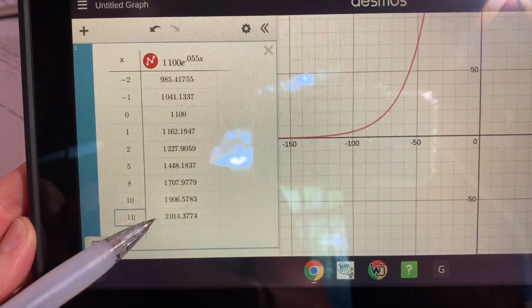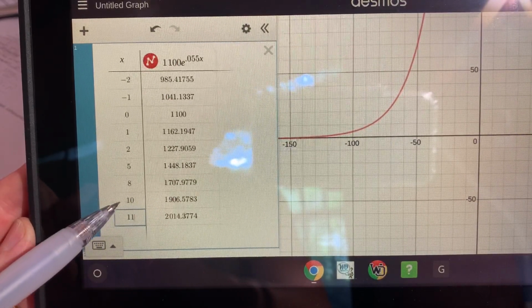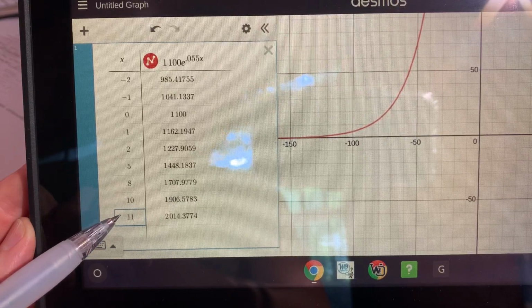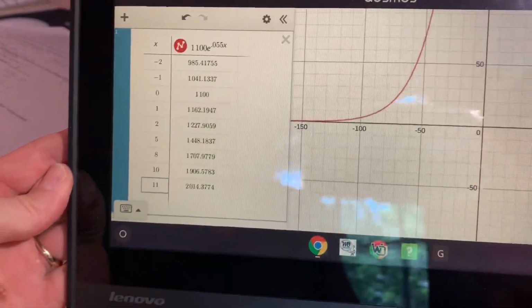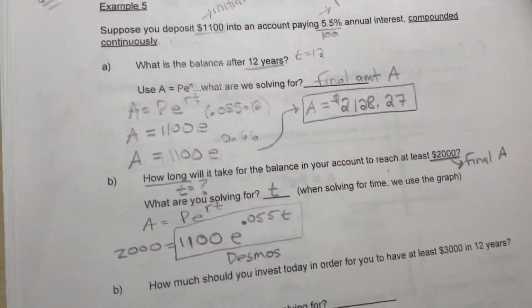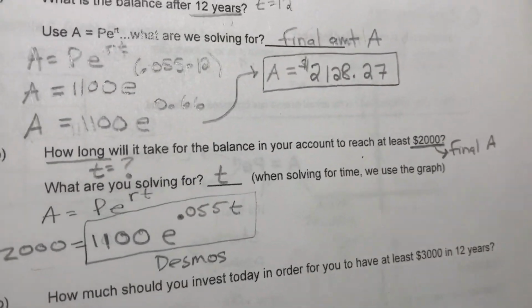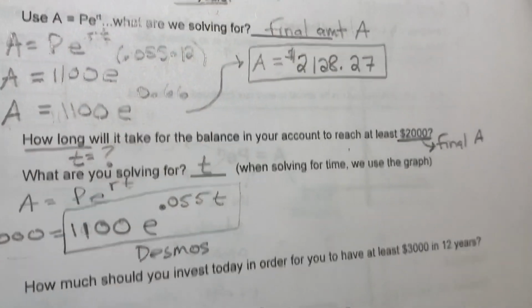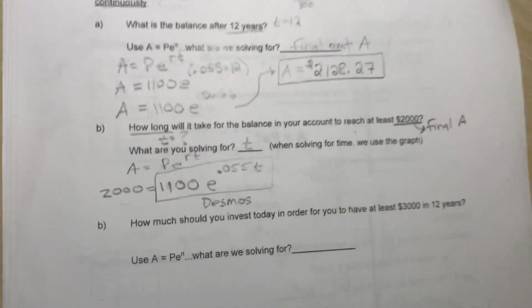So where do I reach 2,000? Between X equals 10 and X equals 11. Or for our case, remember our input, our X's, represent time. So this is going to be, let me raise this up a little bit.